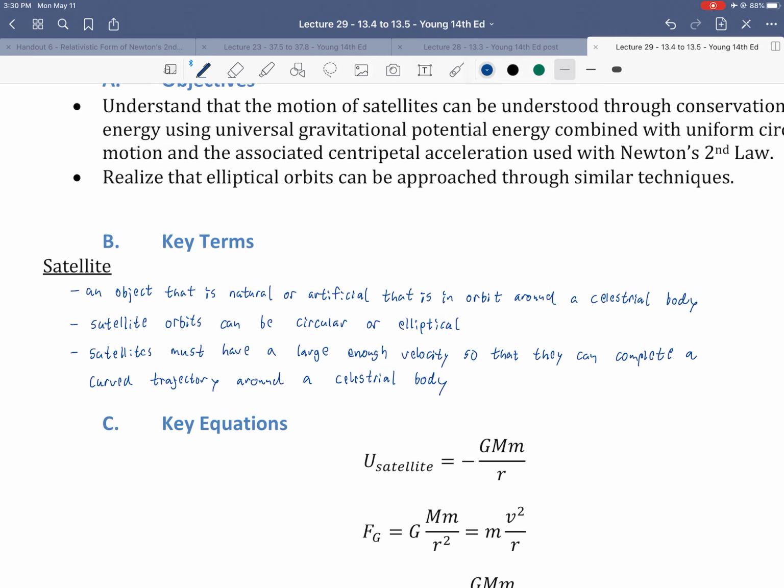Okay, so you probably had a good idea of a satellite. Maybe you had never thought of it as an object that's falling, but just moving to the side really fast so it never hits the ground. I think that's a very useful way of thinking about it.